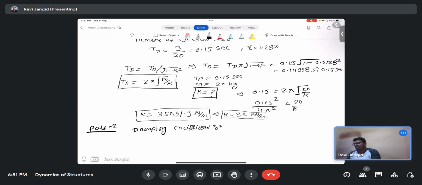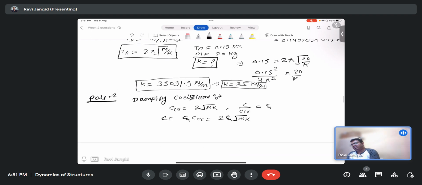In the first question we found that we can represent damping in two or three terms. One term was 2 under root mk, that was the critical damping. So what will be my damping coefficient? C upon C critical is equal to xi, so C will be xi times C critical. That will become 2 xi under root mk. Now put the value of xi.